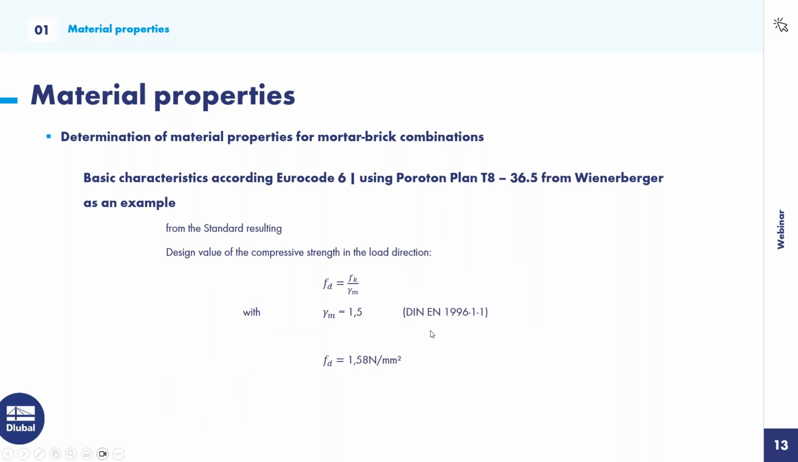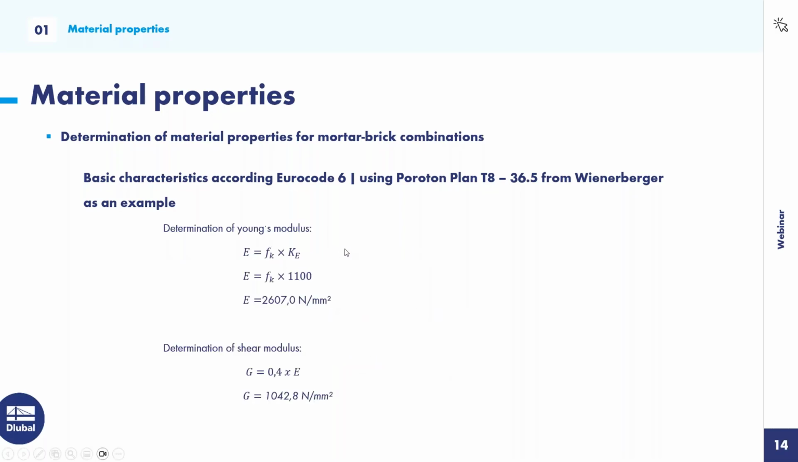The same is here for the design value. You have fk divided by the safety factor. In the case of Germany, you have 1.5 and get an FD of 1.58. The same is it for the Young's module. We have also again the formula fk with a constant. The constant is in this case 100, and the shear module is the same like before. Okay, this is all for the theory, and with these computed values we can continue with the second example.